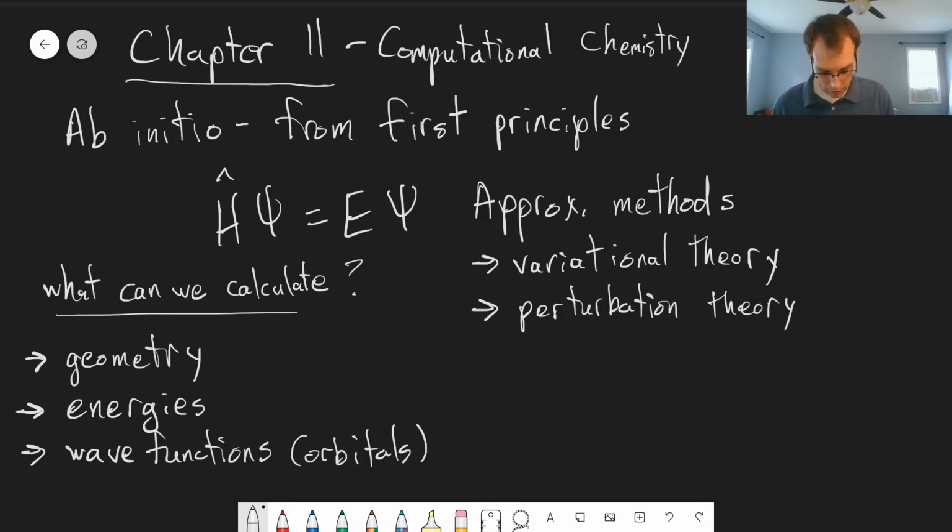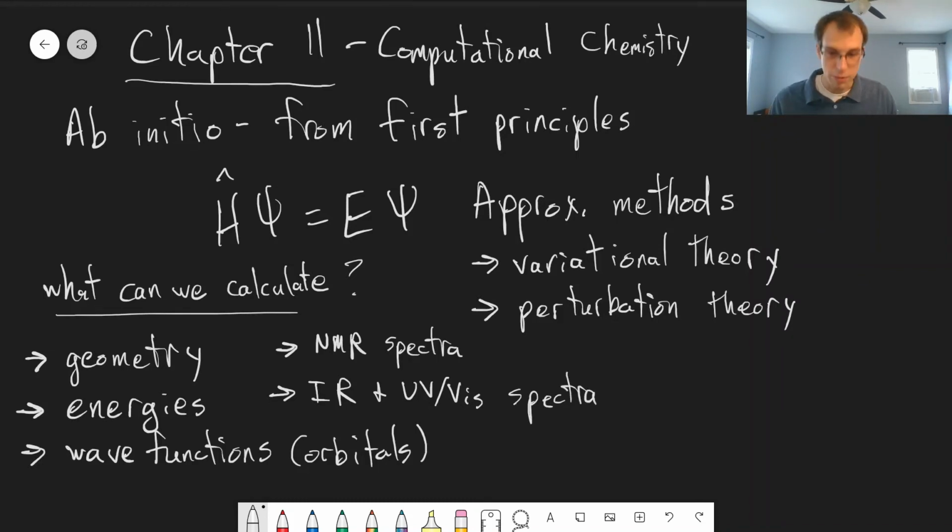Other things that we can calculate from computational chemistry are NMR spectra. We can predict what those will look like. Same with infrared spectra and UV-vis spectra, because we know the energies of the molecules. Those are things that we can predict what we would expect. And often this is a way to check whether these results are good and correct: do the predicted spectra from the computational chemistry model match what we actually observe?